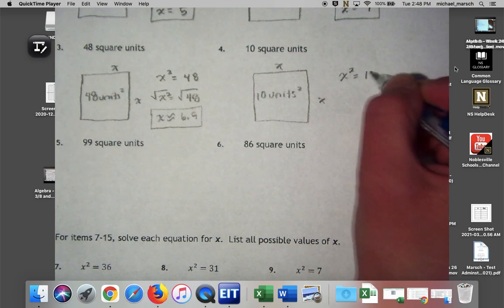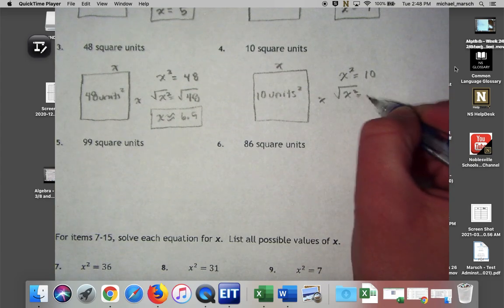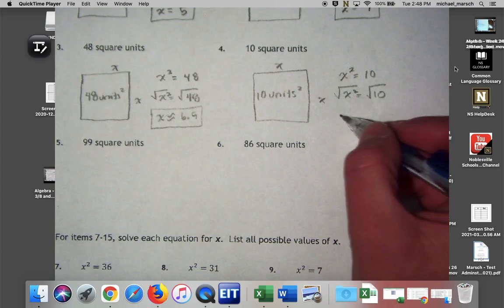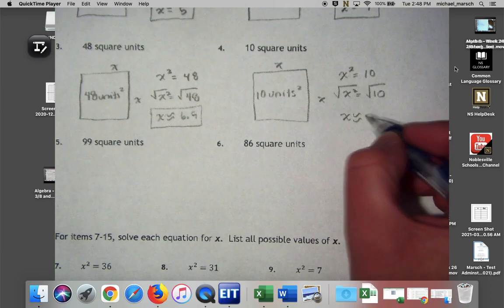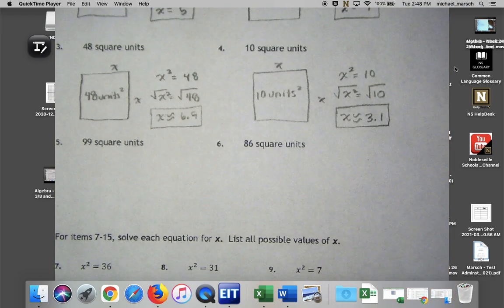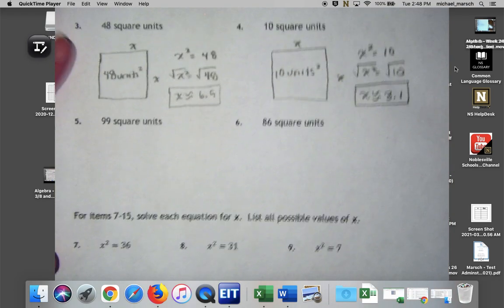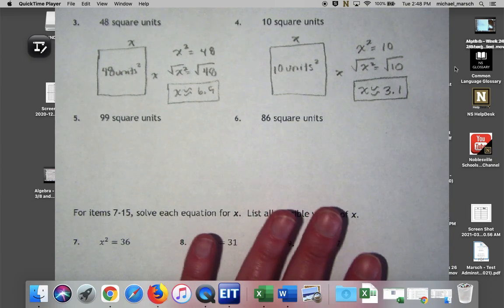Yep, x squared equals 10. So I'm going to take the square root of x squared and the square root of 10. What will x be about? 3.1. Yep, it's 3.1. Perfect. We're not going to do the next 2. It's the same process. I think you guys get it. Do we have any questions about that? So are we going to do it by ourselves?